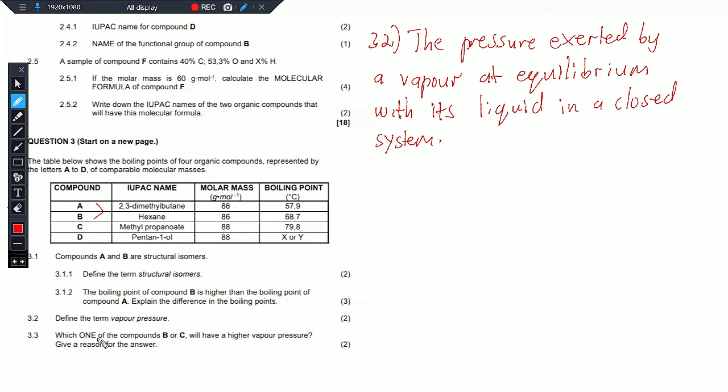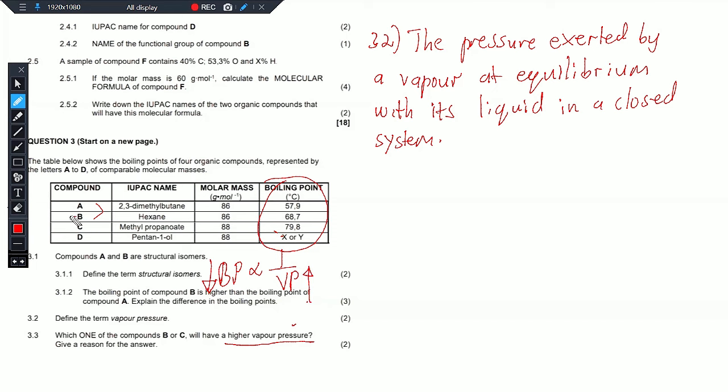And then 3.3 says, which one of the compounds B or C will have a higher vapor pressure? Give a reason for the answer. Now, I always made you note this question: if they ask you about another physical property, when they gave you just the boiling point or other physical property, then you have to note the relationship between those two physical properties, right? So now, we have boiling point, but they're asking us about the vapor pressure. So obviously it is very important that we know the relationship between boiling point and vapor pressure is inversely proportional. So to interpret this question, if they're looking for the compound with the higher vapor pressure, they're actually looking for the one with the lower boiling point, right? So higher vapor pressure leads to lower boiling point.